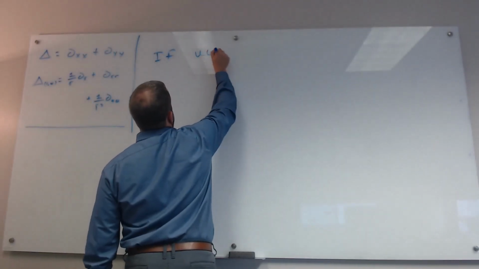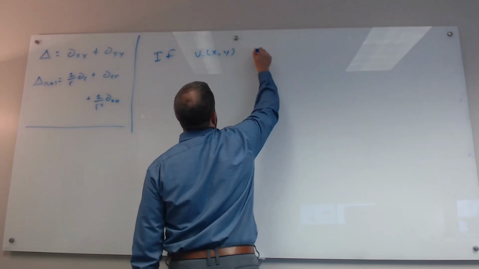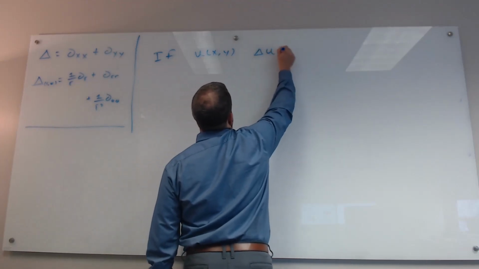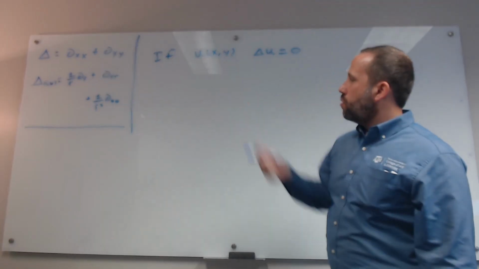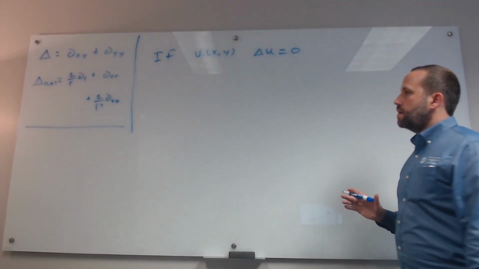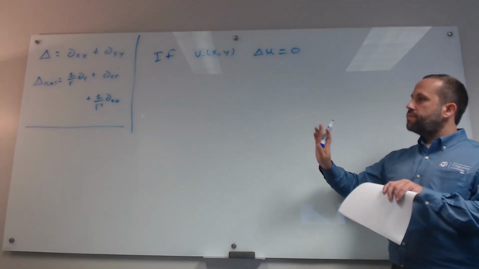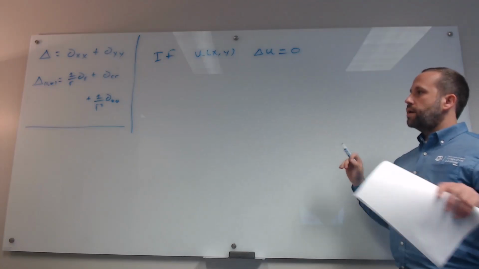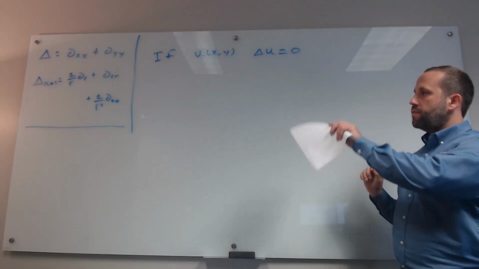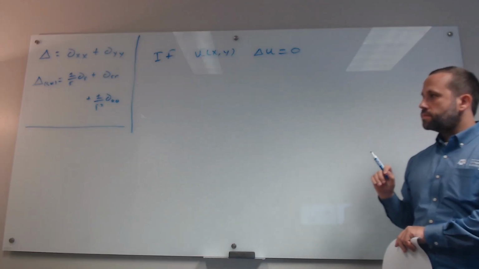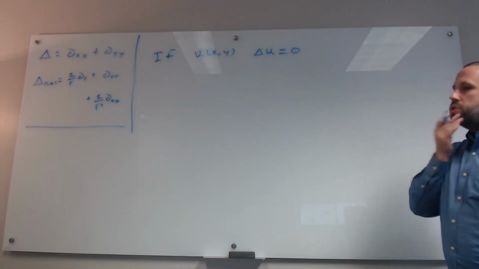If u of x y is a function that satisfies the Laplacian of u is equal to 0, well, if I look at the polar coordinate version of the Laplacian, I kind of have these two separate terms. I have some terms involving r and some terms involving theta. So the first two terms only involve r derivatives. The third term involves the theta derivative. So let's think about this.